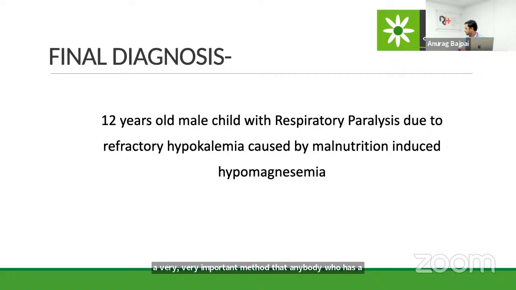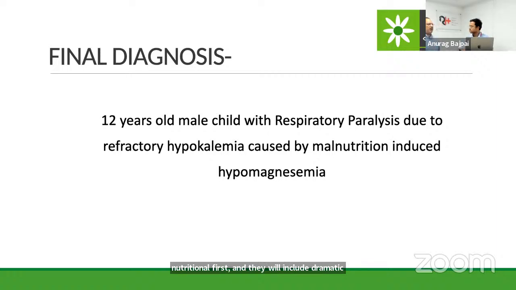Anybody who has a low potassium, do a blood gas. Anybody who has hypokalemic alkalosis on blood gas with hypokalemia, look at magnesium. And when you have hypomagnesemia, don't jump to Bartter. Think, he was fine, so why suddenly in a month did he develop this hypokalemia? Think nutritional first, and they will improve dramatically with that. I think that's a very important message.